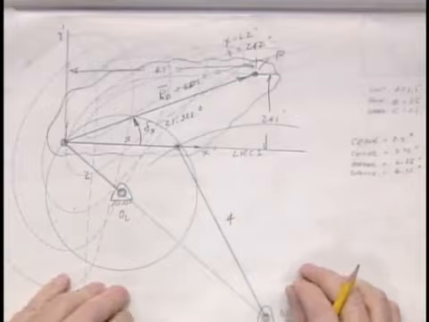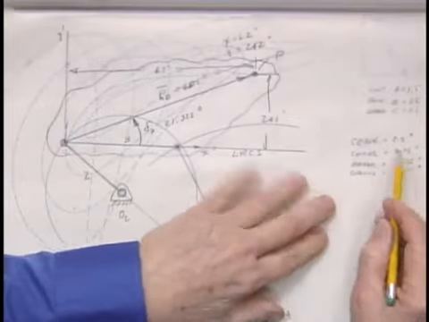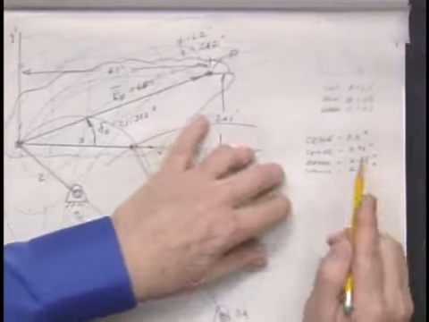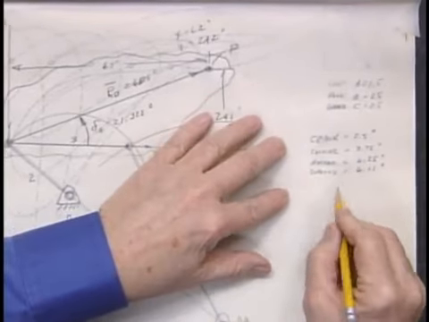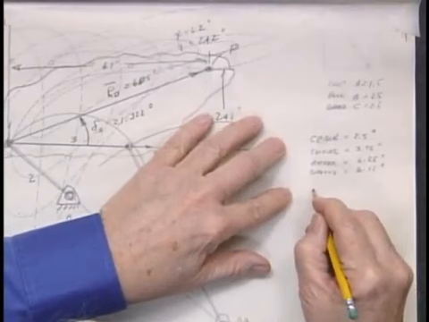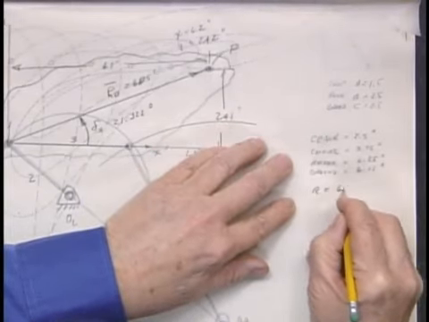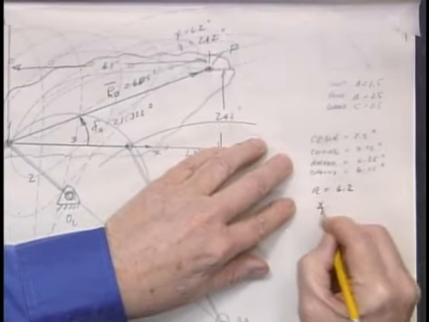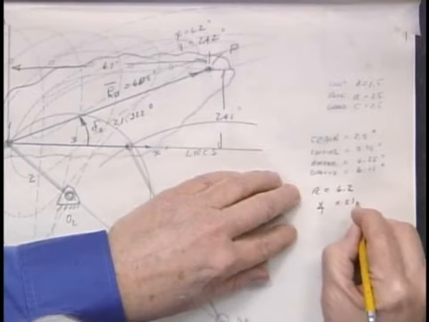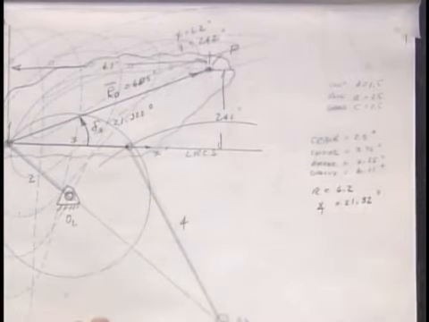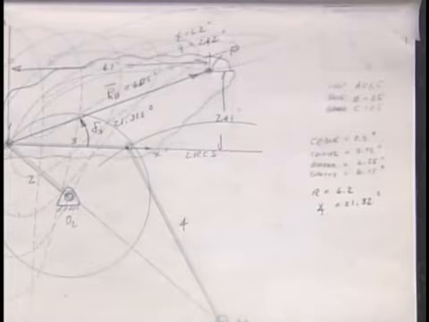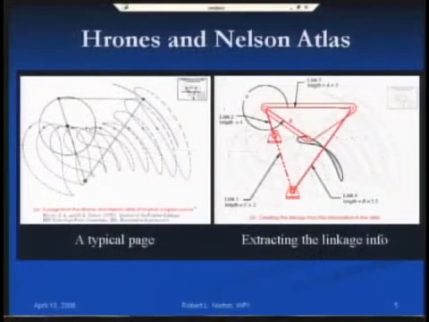Okay, so I now have the data. I know that my link lengths are what I wrote over here, 2.5, 375, 625, etc. And I know that my coupler point is at R equal to 6.2 at an angle of, what do we say, 21 point, I'm going to call it 32, that's close enough, degrees. Okay? So now I'm ready to leave this atlas and go to my program.